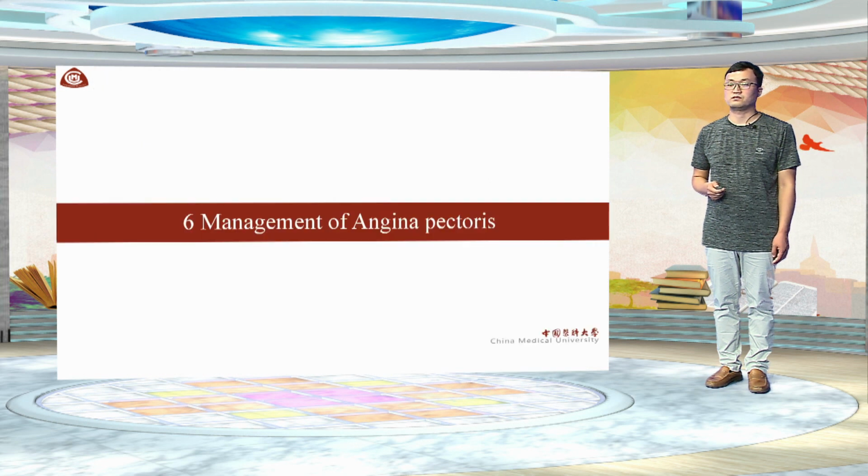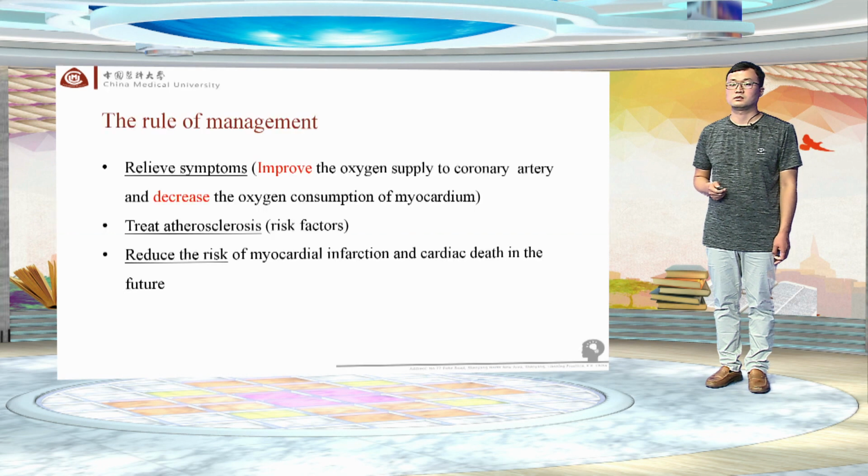Part 6, the management of angina pectoris, also an important part. The rule of management for angina pectoris includes the following 3 aspects. First one is to relieve the symptoms. We can relieve the symptoms by improving the oxygen supply and by decreasing the oxygen demand of the myocardium. The second one is the treatment of atherosclerosis. The third one is the treatment for reducing the risk of myocardial infarction and cardiac death in the future.